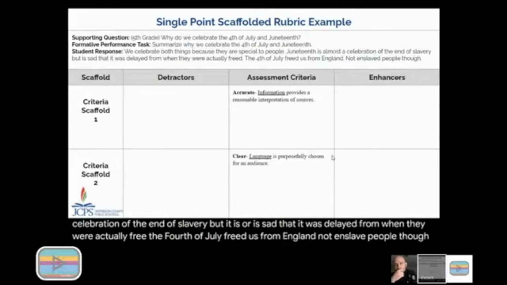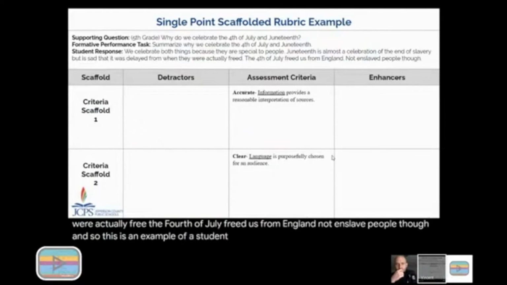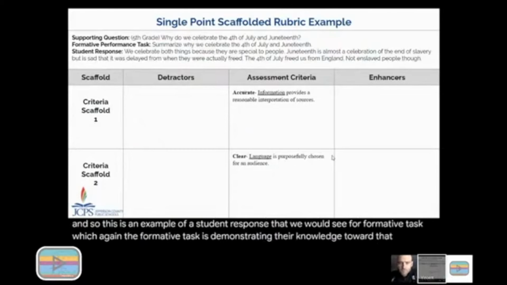And so this is an example of a student response that we would see for a formative task, which again, the formative task is demonstrating their knowledge for that supporting question.